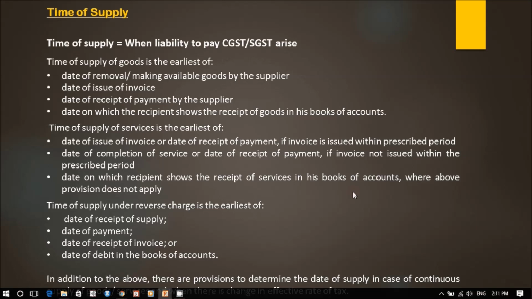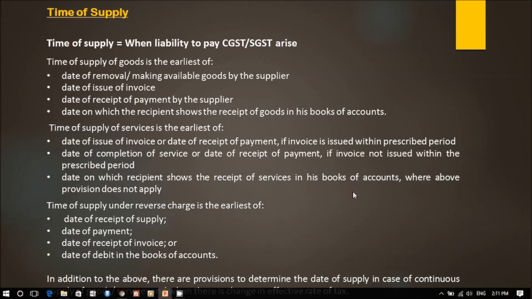Now we will discuss that time of supply for the goods and the services is different. There are different provisions for the goods and different provisions for the services. You can think that time of supply is similar to the point of taxation rules under the service tax, but now these are for the goods as well. So time of supply for the goods is the earliest of date of removal or making available goods by the supplier.